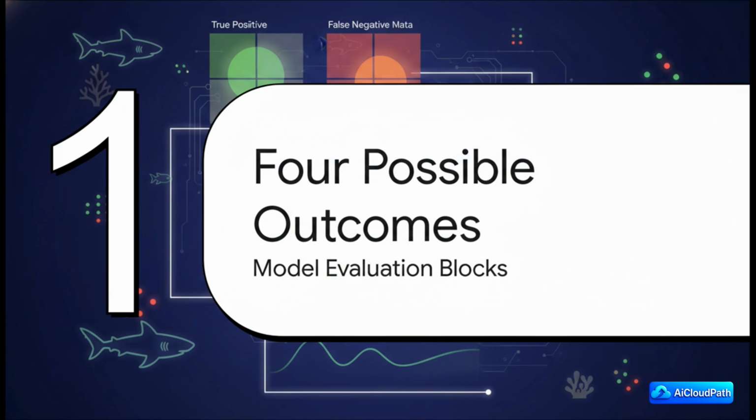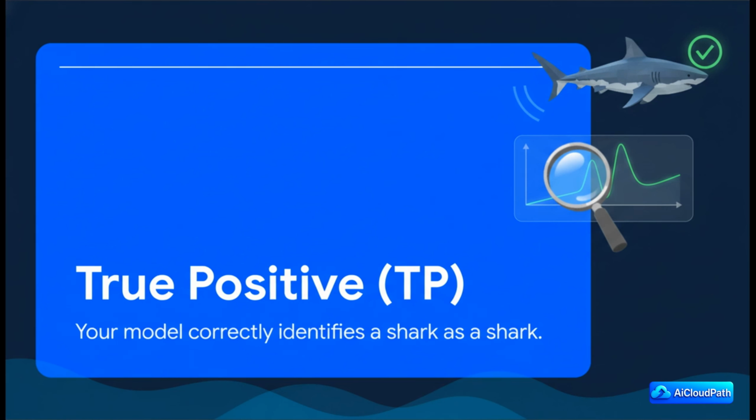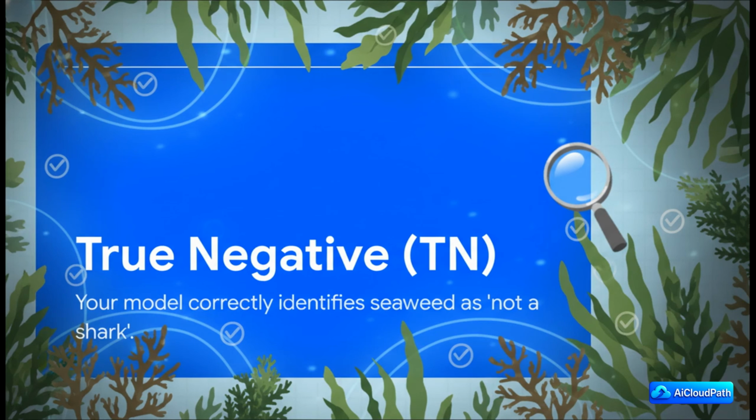Everything, and I mean absolutely everything when it comes to model evaluation, boils down to just 4 possible results when your model makes a prediction. Let's break them down. First up, we've got the true positive. This is the heck yeah moment. There's a shark in the water, our detector goes off, and it's right. The prediction is positive for a shark, and that is true. Perfect. Next, we have the true negative.